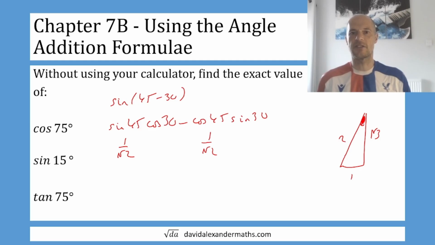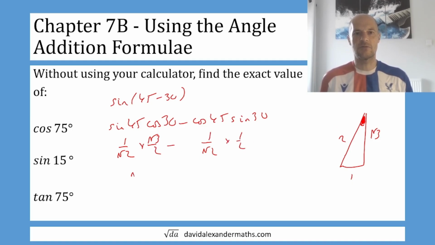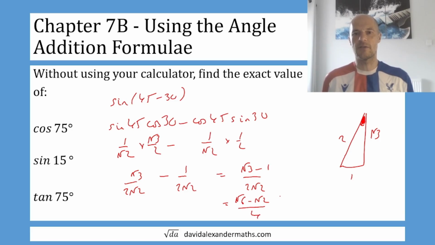So this is my 30 degrees here. So the cos of 30 is root 3 over 2. And the sine of 30 is 1/2. So what I have here is root 3 over 2 root 2, take away 1 over 2 root 2, in other words, root 3 minus 1 over 2 root 2, and rationalising the denominator by multiplying top and bottom by root 2, I get root 6 minus root 2 all over 4. So that is the exact value of the sine of 15.